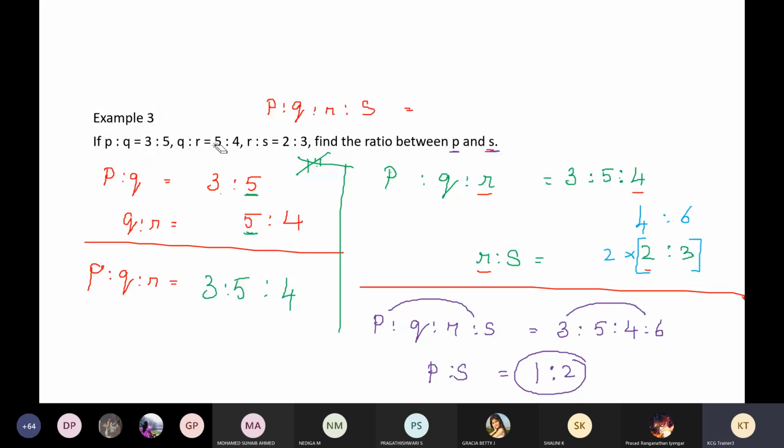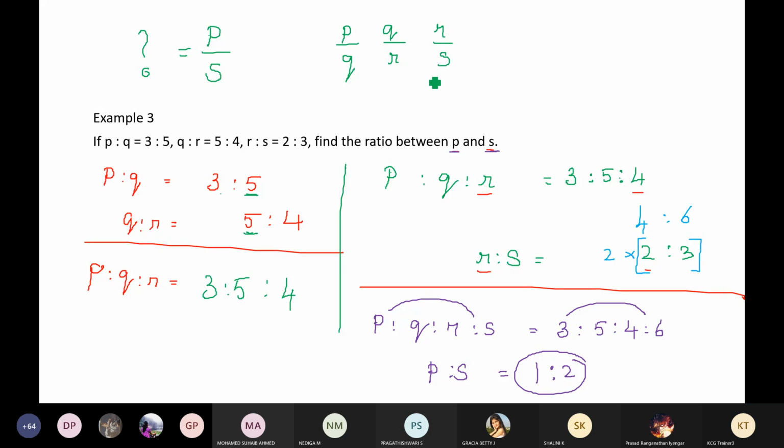And interestingly, listen guys, this question can actually be answered in a simpler way. So the actual question is P by S is equal to what? That's my actual question. So P is to S is what? But what is known? P by Q is known. Q by R is known. R by S is known. I know all these values, right? Just multiply these values. Q gone, R gone. I'll get P by S.